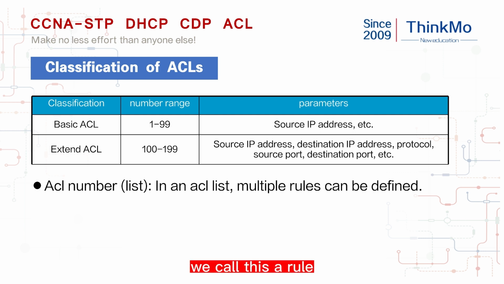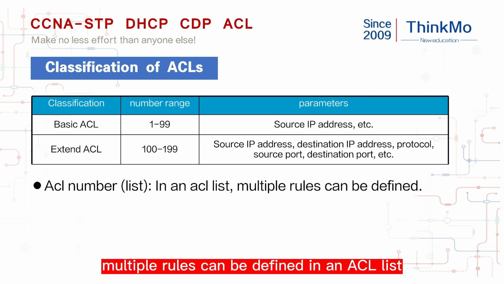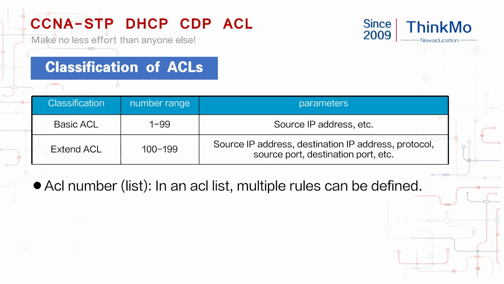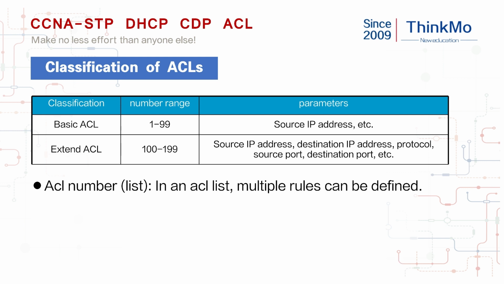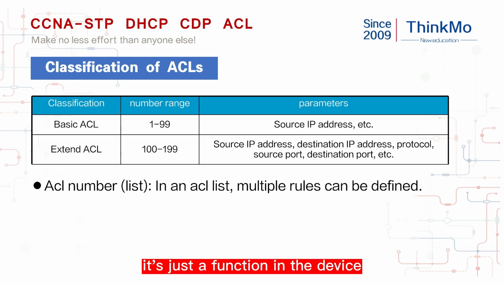We call this a rule. That is, different rules catch different data and have different actions on it. Multiple rules can be defined in an ACL list. According to different rules, it can take different actions. So ACL is like a filter. Different filters can be used for different data. It's just a function in the device.